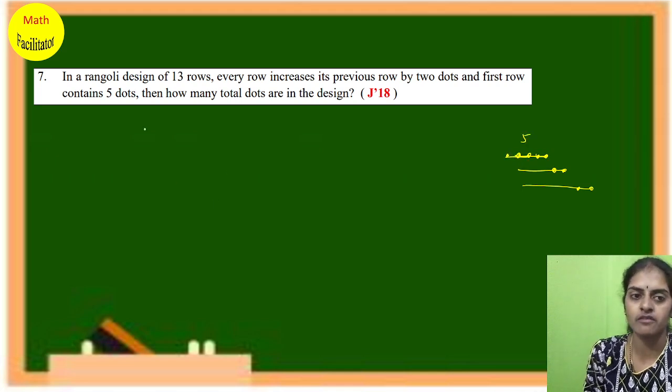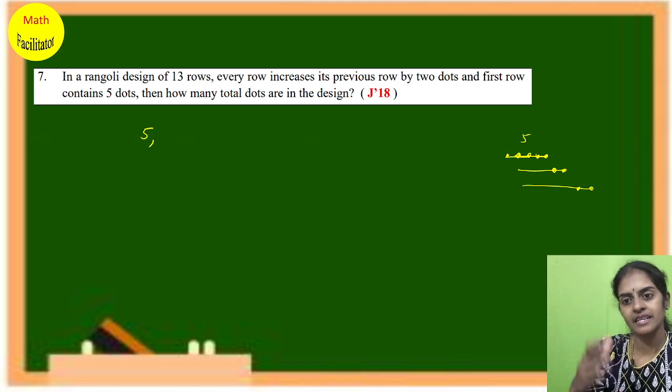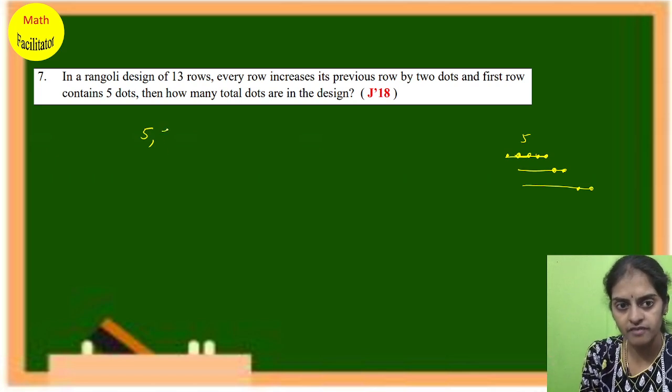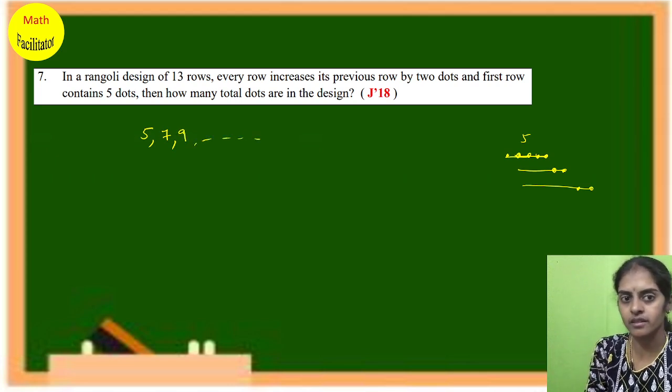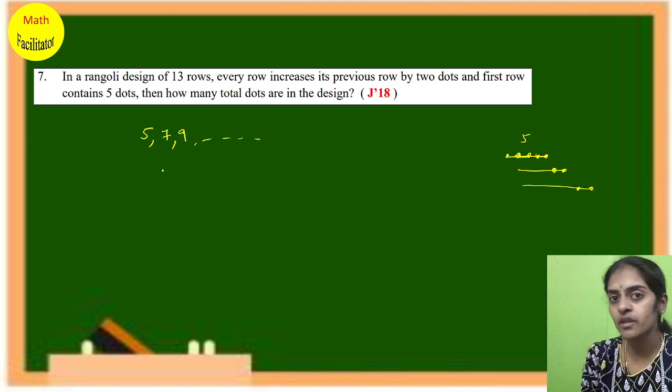Understood? Okay, so in the first row, 5 dots are there. In the next row, 2 dots are extra, which means 5 plus 2, 7 dots will be there. Next row again 2 dots extra, so 7 plus 2, 9 dots you'll have, and so on. Okay, and how many rows do you have? 13 rows. So n is 13.